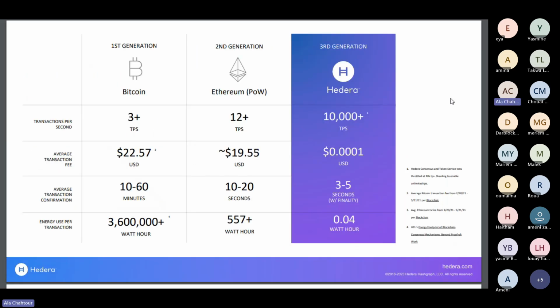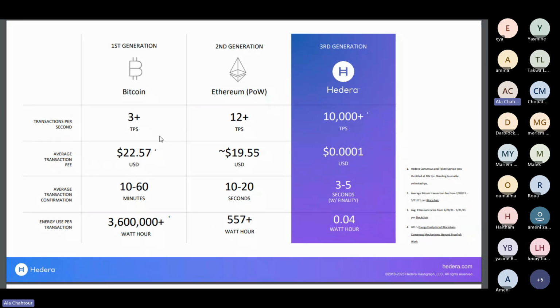Now let's look at some comparison or benchmarking with other networks. As you can see, the first generation is Bitcoin, as I told you, the second generation is Ethereum, and the third generation is Hedera. Bitcoin can only process around 3, 4, 5 transactions per second, no more. Ethereum is between 12 and 20 transactions per second, and Hedera is around 10,000 transactions per second.